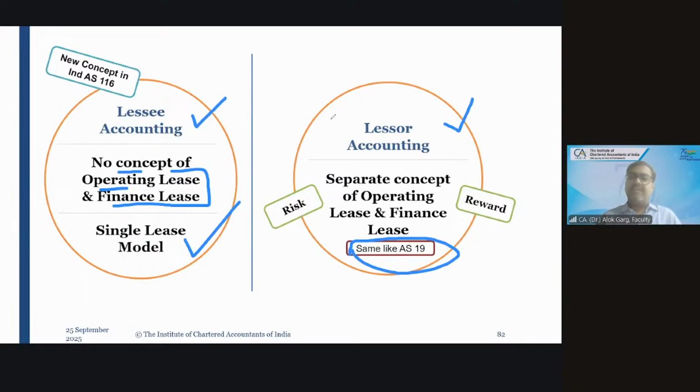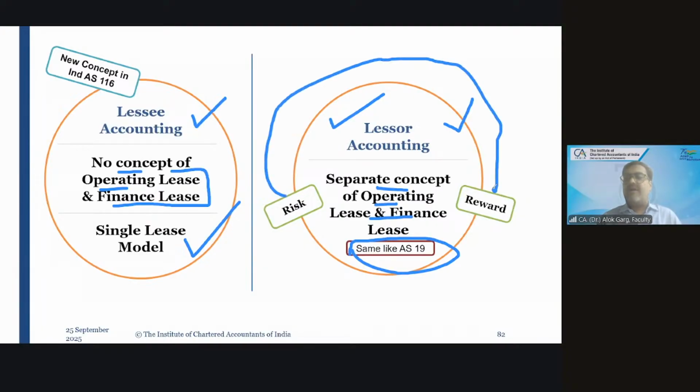So friends, in case of lessor accounting, there is a separate concept of operating lease and finance lease, which you guys have covered since your childhood days. There is a transfer of risk and reward. When there is a transfer of risk and reward, it is known as a finance lease. But when there is no transfer of risk and reward, it is known as an operating lease. We'll talk more on this.